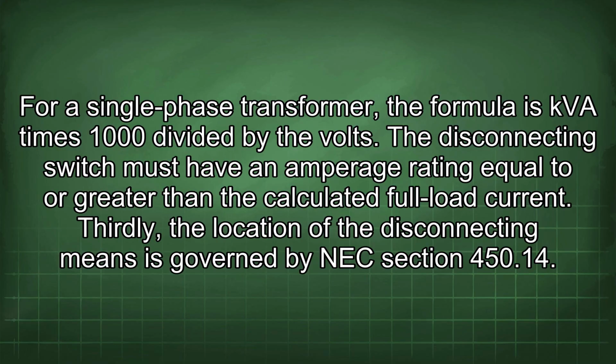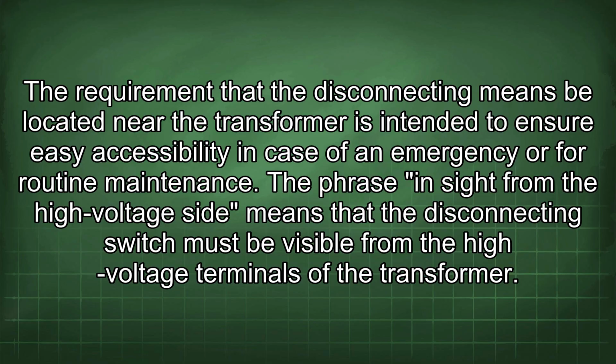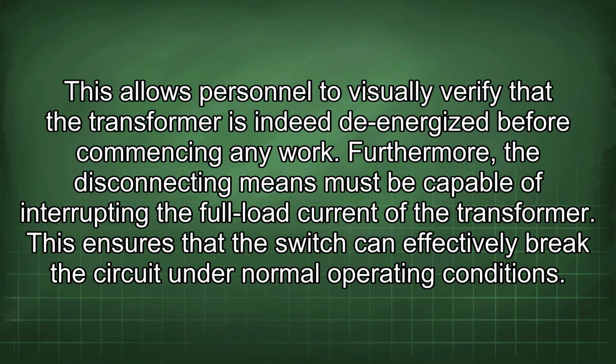Thirdly, the location of the disconnecting means is governed by NEC Section 450.14. The requirement that the disconnecting means be located near the transformer is intended to ensure easy accessibility in case of an emergency or for routine maintenance. The phrase "in sight from the high voltage side" means that the disconnecting switch must be visible from the high voltage terminals of the transformer. This allows personnel to visually verify that the transformer is indeed de-energized before commencing any work.